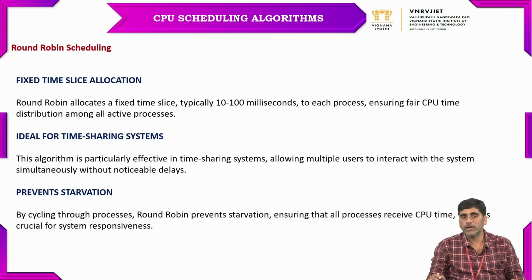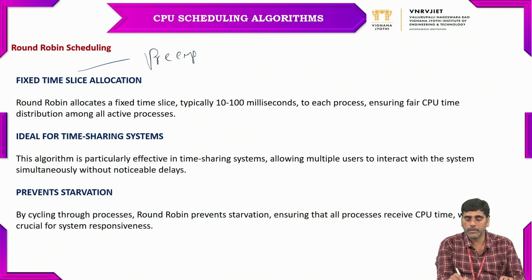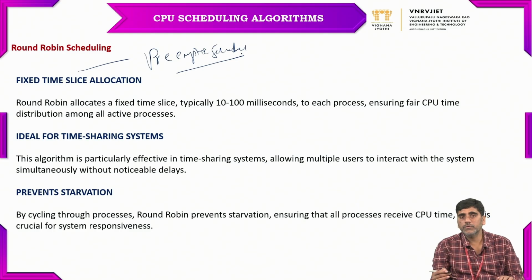The next scheduling algorithm is the round robin scheduling algorithm, which is a preemptive scheduling algorithm. We can call it the preemptive scheduling algorithm. Why can we say that? The preemptive nature is nothing but the process utilizing the CPU for some time. After that, it gives the CPU utilization to the next process.